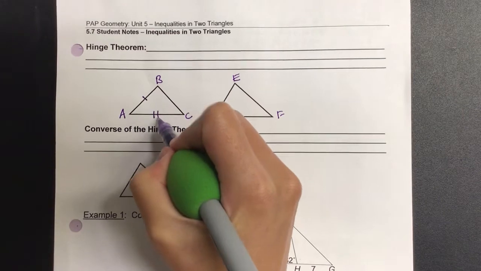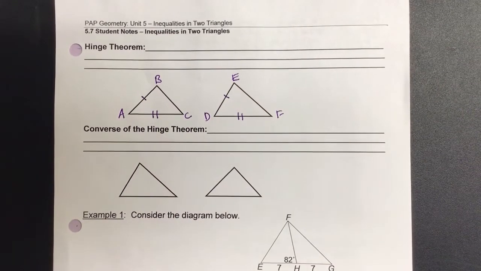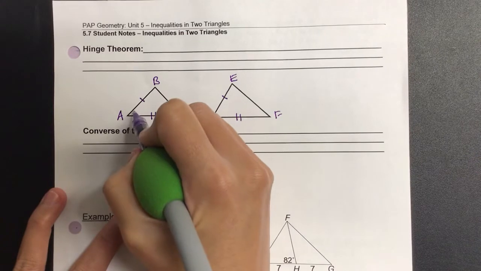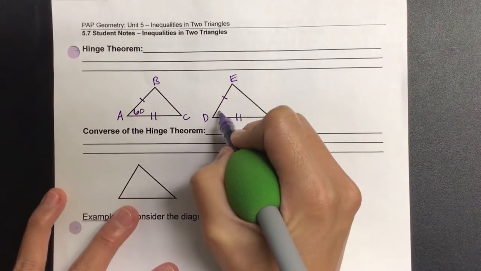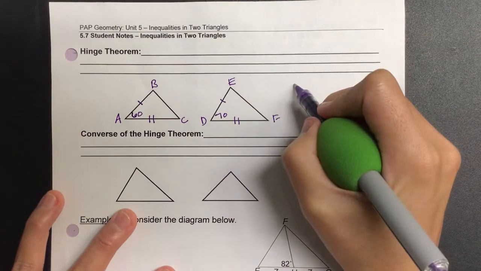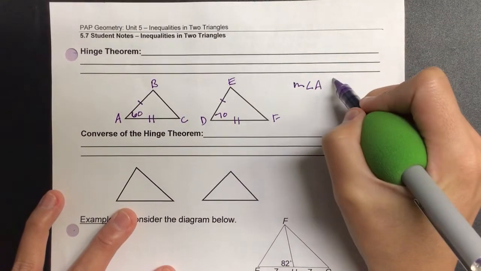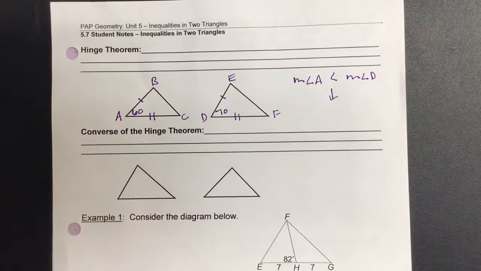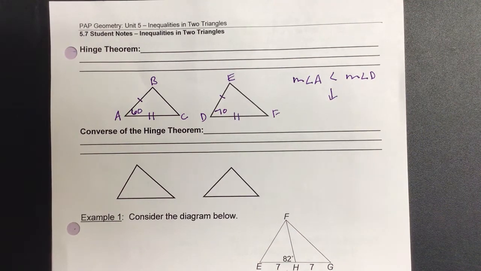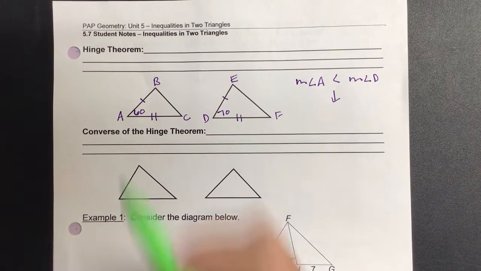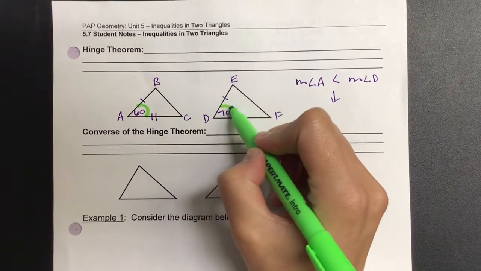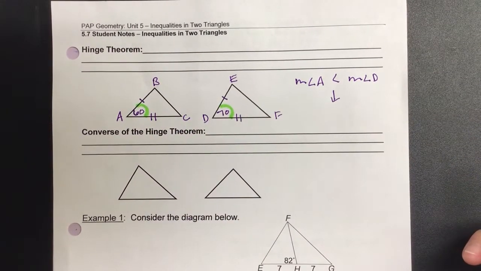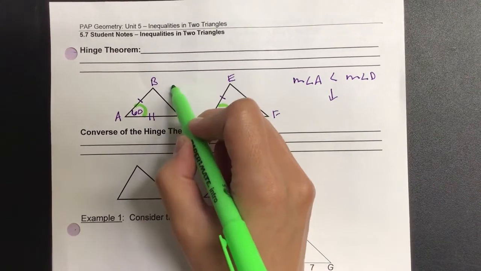If these two sides are the same as these two on the other triangle, and I give you the angle, and let's say this angle is 60, and that angle is 70. So let's state measurement of angle A is less than measurement of angle D. Then we know the following. So if I know angle 60 is smaller than angle 70, what can we say about side BC versus EF? BC will be smaller than EF.